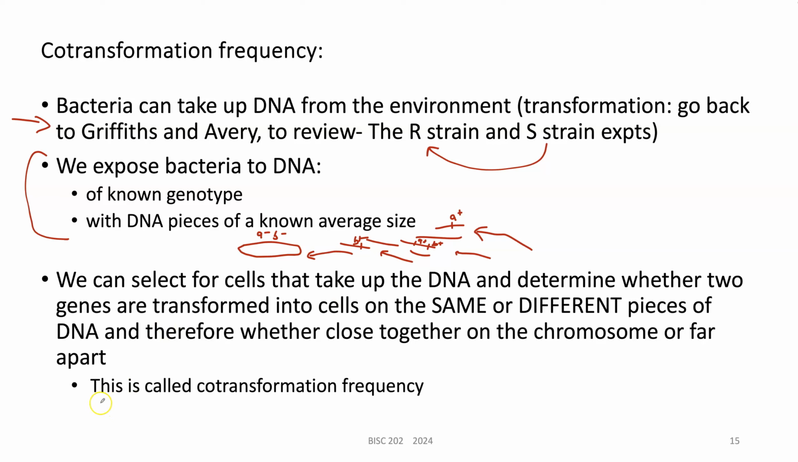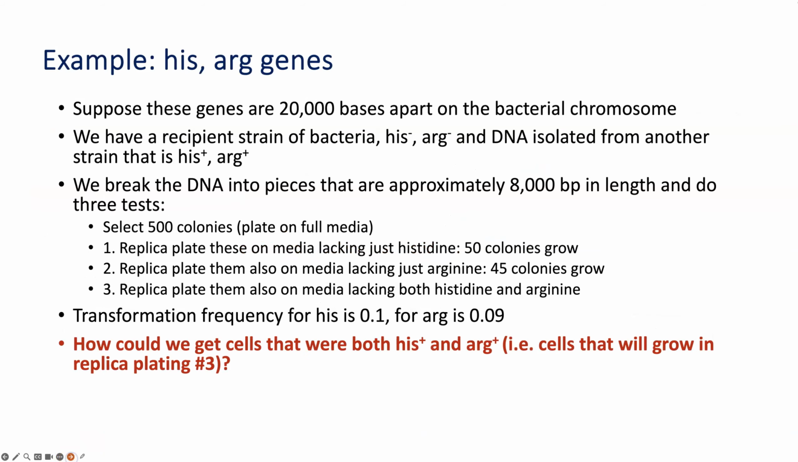And so that's called co-transformation frequency. So the frequency at which both of the genes are taken up, compared to just one or just the other, is what tells us the relative distance the genes are apart. So for example, suppose we had a gene for production of histidine and production of arginine, and it turns out that they're 20,000 bases apart on the bacterial chromosome.